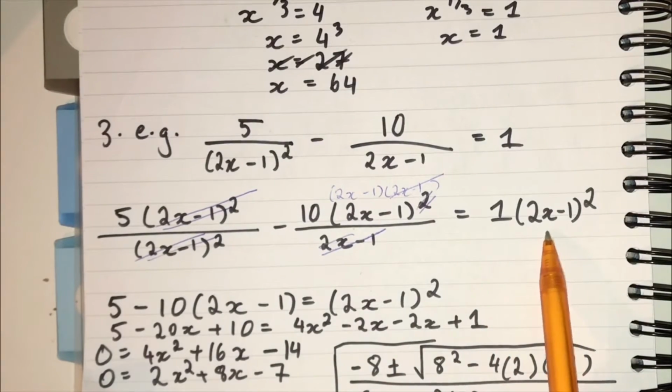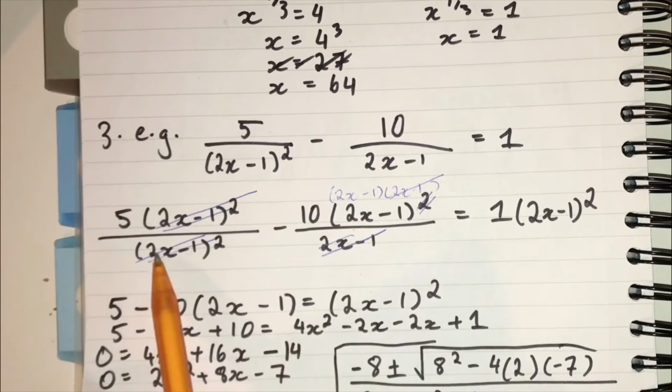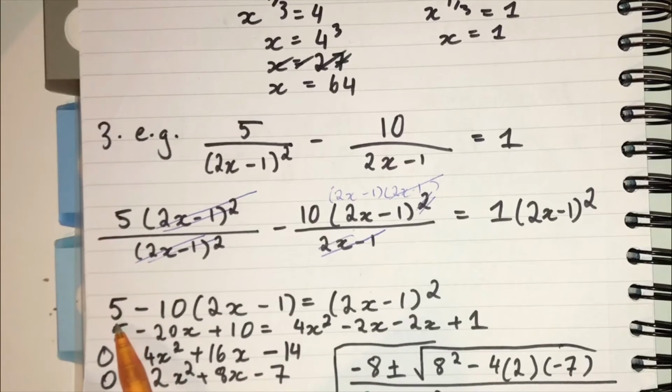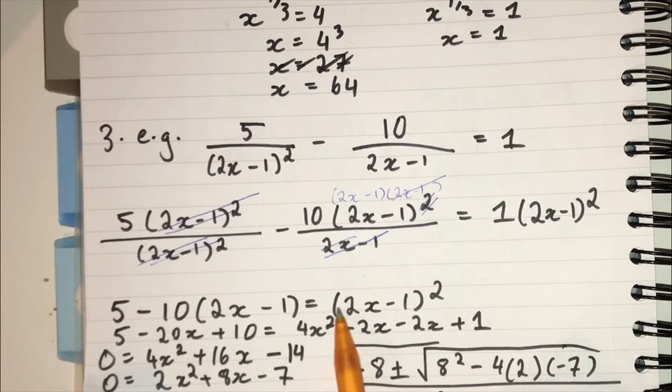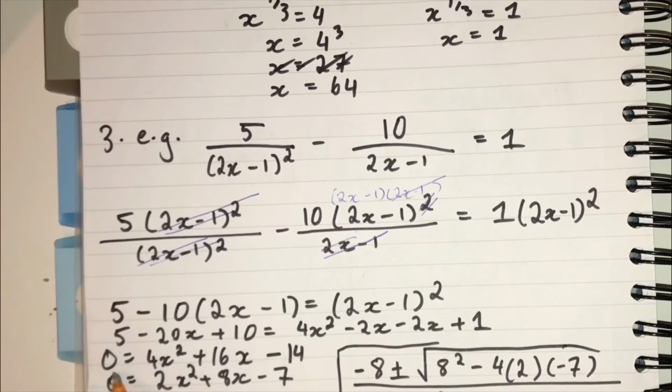And here you can just expand as we've done here. So just writing this out again, you'll get 5 minus 10 times (2x minus 1) is equal to (2x minus 1) squared. Expanding this out and then collecting like terms, you'll finally end up with 0 being equal to 4x squared plus 16x minus 14. I've then divided everything by 2. And last but not least, I've used a quadratic equation right here.